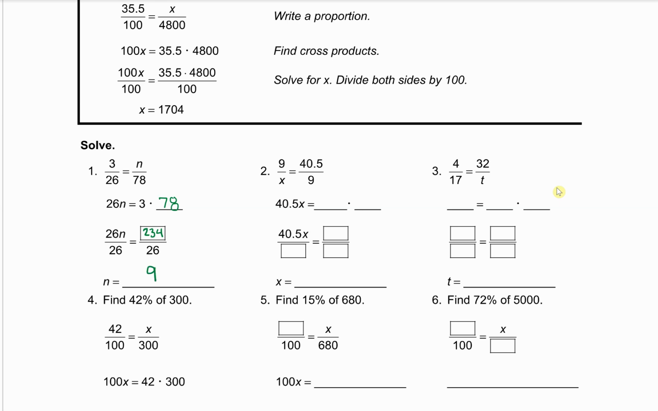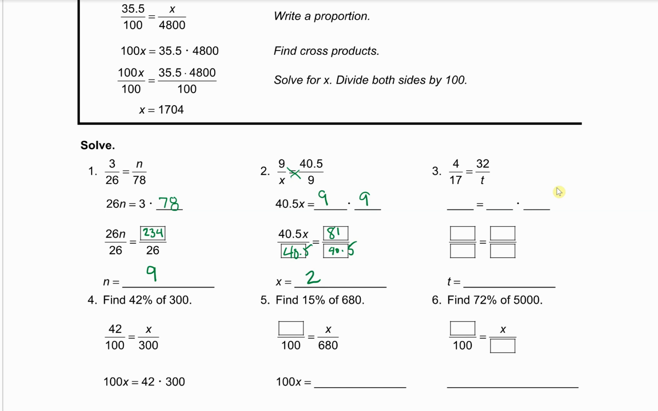Number 2, 9 over x equals 4.5 over 9. All right, multiply 4.5x. So I'm doing this cross multiply. That's 9 times 9. 9 times 9 is 81. I'm going to divide by 4.5 to get x by itself. And guess what? That's going to be, I believe, 2. If I'm doing this math in my head right, it is 2. Yeah. So x equals 2.